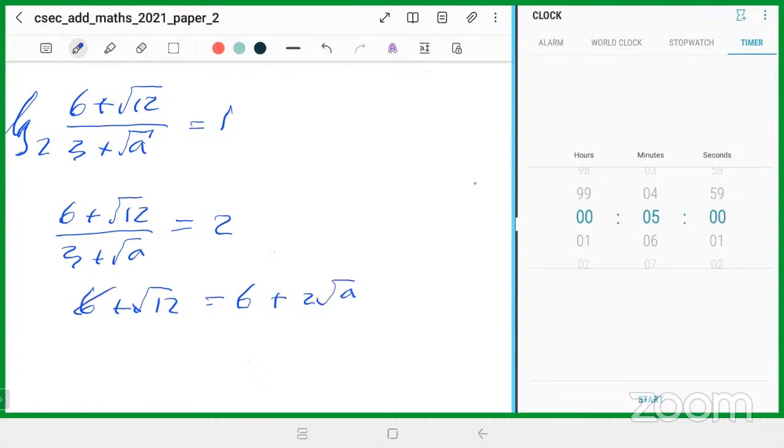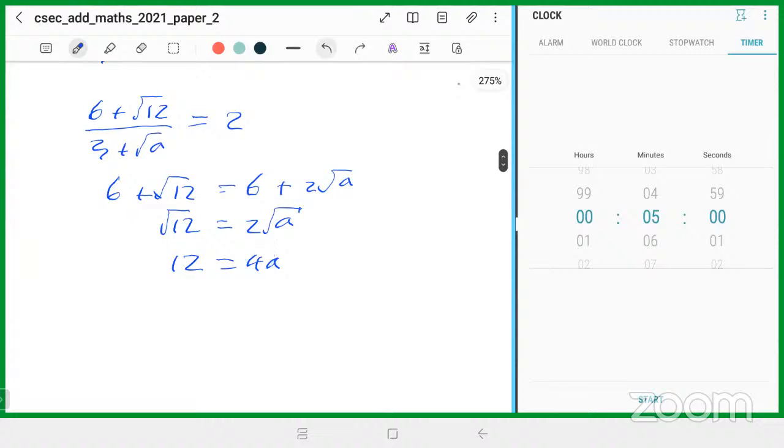So this 6 cancels this 6. So we get root 12 equals 2 root a. Now we can square both sides of this and get 12 equals 4a. We divide by this 4. We say a equals 3. That's the answer. Y'all got that?